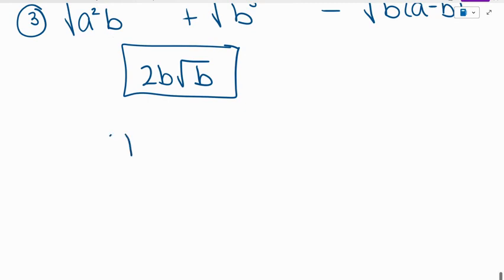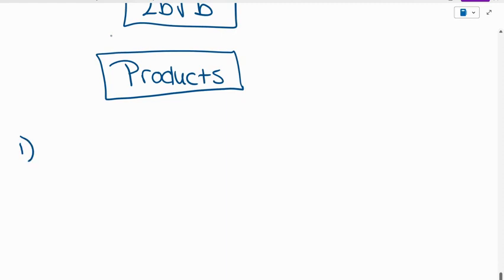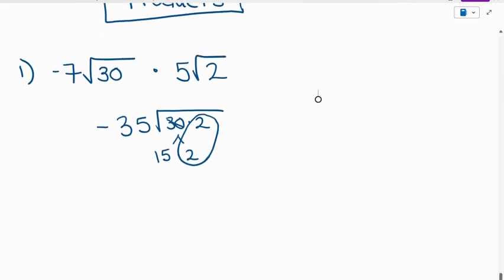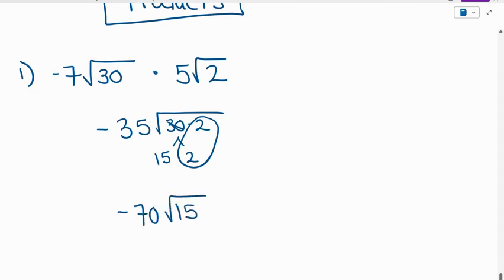The last part of today's lesson, we're going to multiply radicals. Now, for adding radicals, you need to have the same radicand. To multiply radicals, you do not need the same radicand. So when you're multiplying radicals, you multiply the outside numbers, the coefficients, and you multiply the radicands. So I'm going to have negative 7 times 5 is a negative 35. And then we're going to multiply 30 and 2, but I'm not actually going to multiply them. When you break it down, you could do 15 times 2, and then isn't that a pair? So then we're going to take a 2 out, which will be a negative 70 root 15.